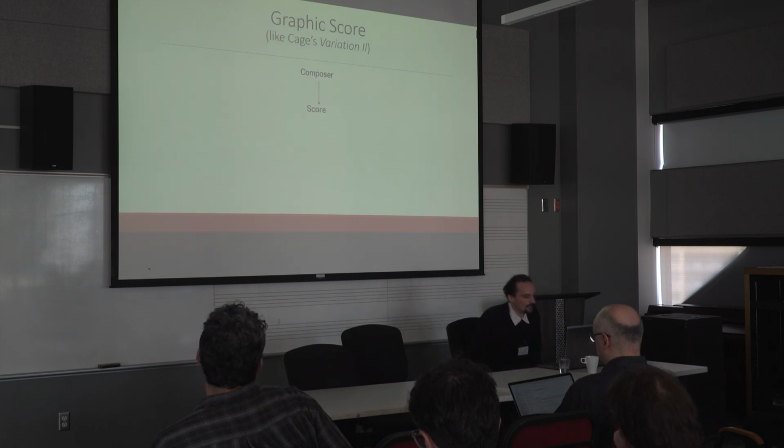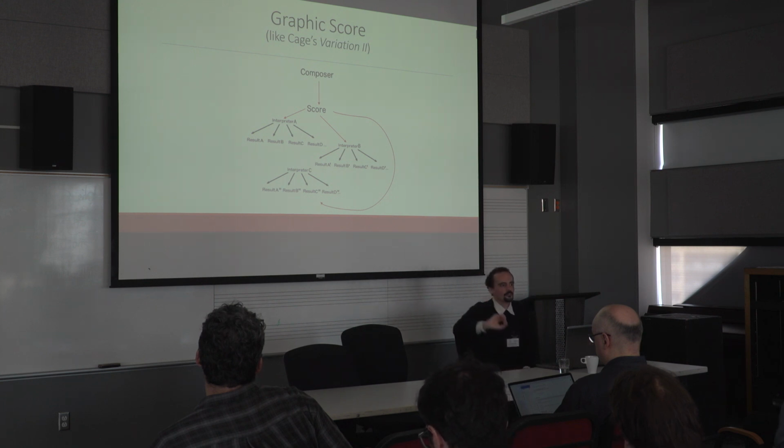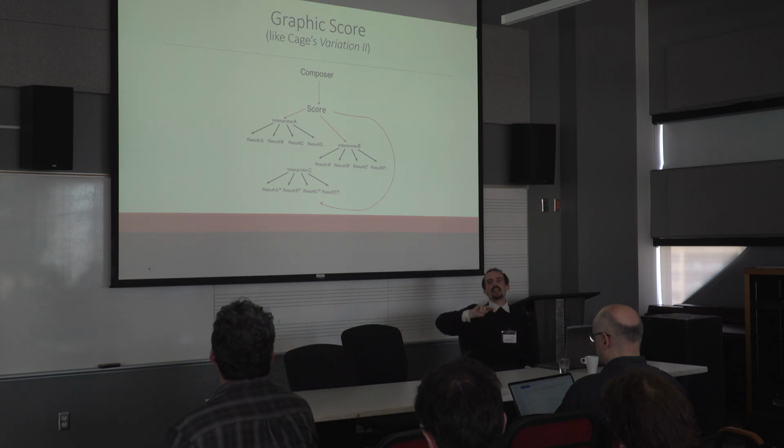Now, if we go to a graphic score, like Cage's Variations II, the composer makes the score exist. When the score exists, each interpreter can give many, many different results.